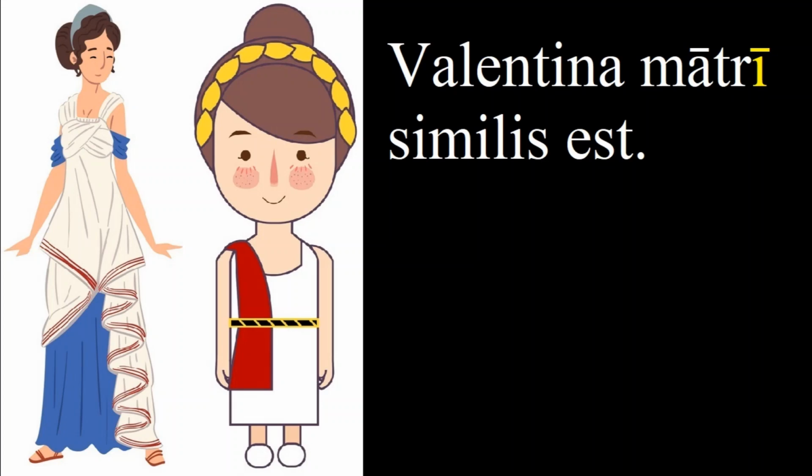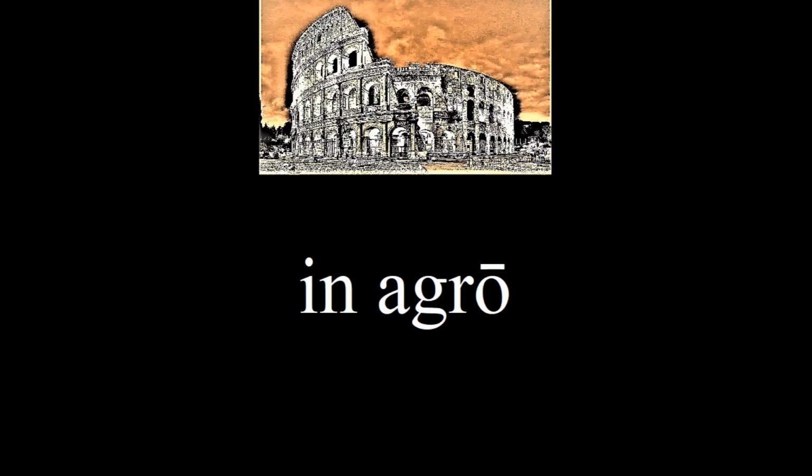Remember, we use the dative form when we say to whom we give something, and here it's to whom one is similar. And where does a farmer work? On the farm or in the field. So this is what in agro means. Let's see now if you can remember the new words. Try to say, this is my brother, he is strong.